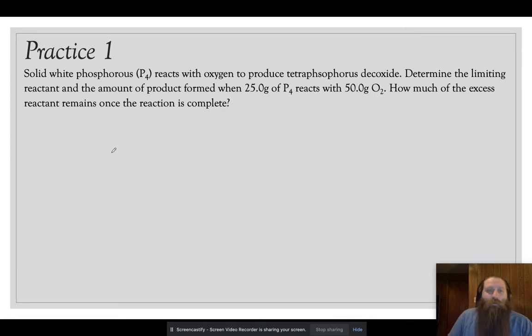So the first thing we need to do is write an equation. They don't give us one. So we know we have P4. We know we are reacting with molecular oxygen, because anytime oxygen is by itself, it's O2, plus they tell us O2. And that's going to produce tetraphosphorus, so P4, decoxide. Dec is the prefix that means 10. I need to balance this equation. Obviously, it's not balanced. I have 2 oxygens on the left and 10 on the right, but that is an easy balance. 1, 5, 1 are my coefficients.